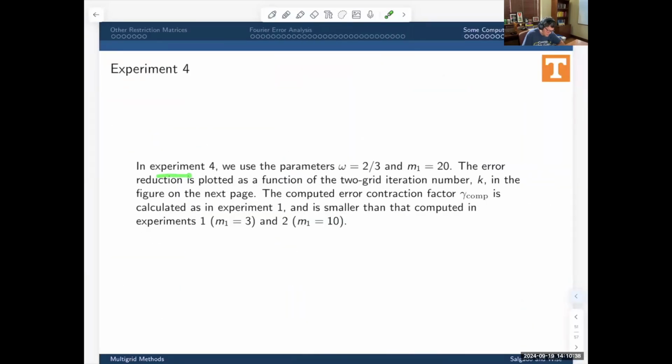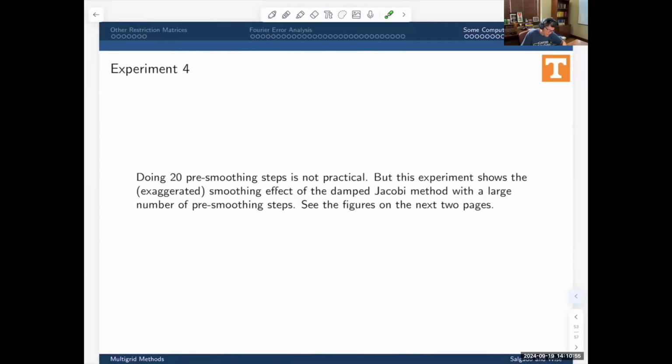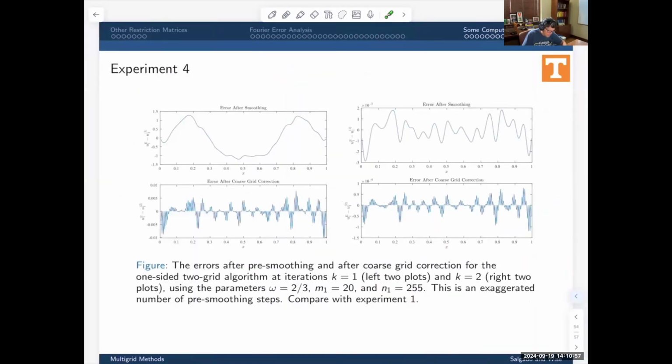So let me see. I'm going to use experiment 4. I'm using a lot of smoothing steps. Now this is kind of wasteful in my algorithm, but I want to show you this because it's going to show you exactly what's happening as we do more and more smoothing. So as we do more and more smoothing, it's making this error vector very, very smooth.